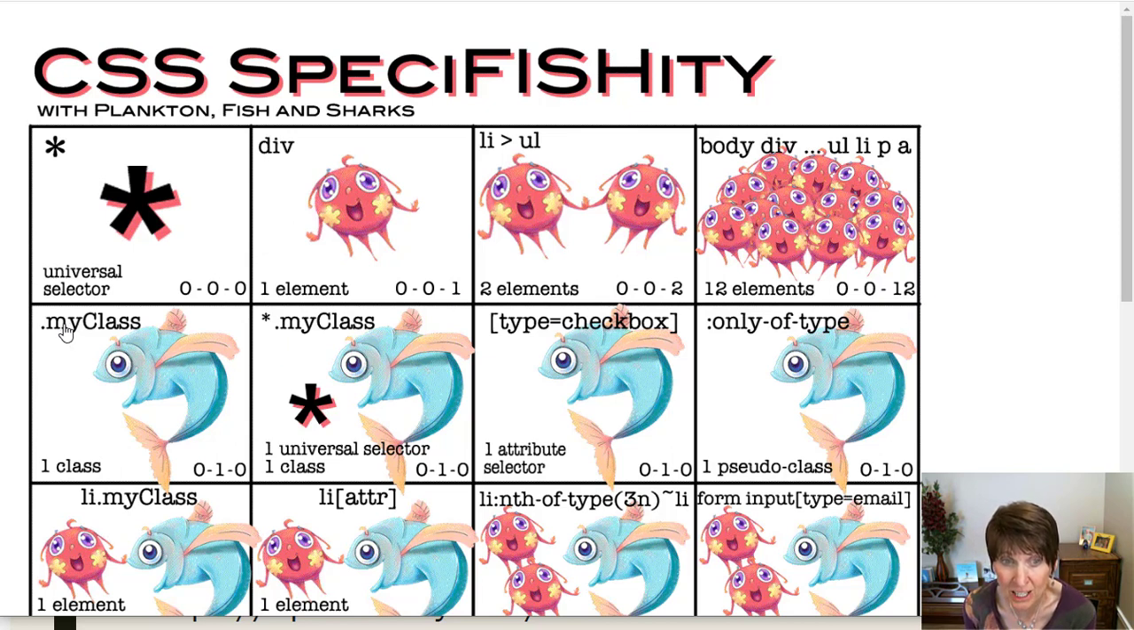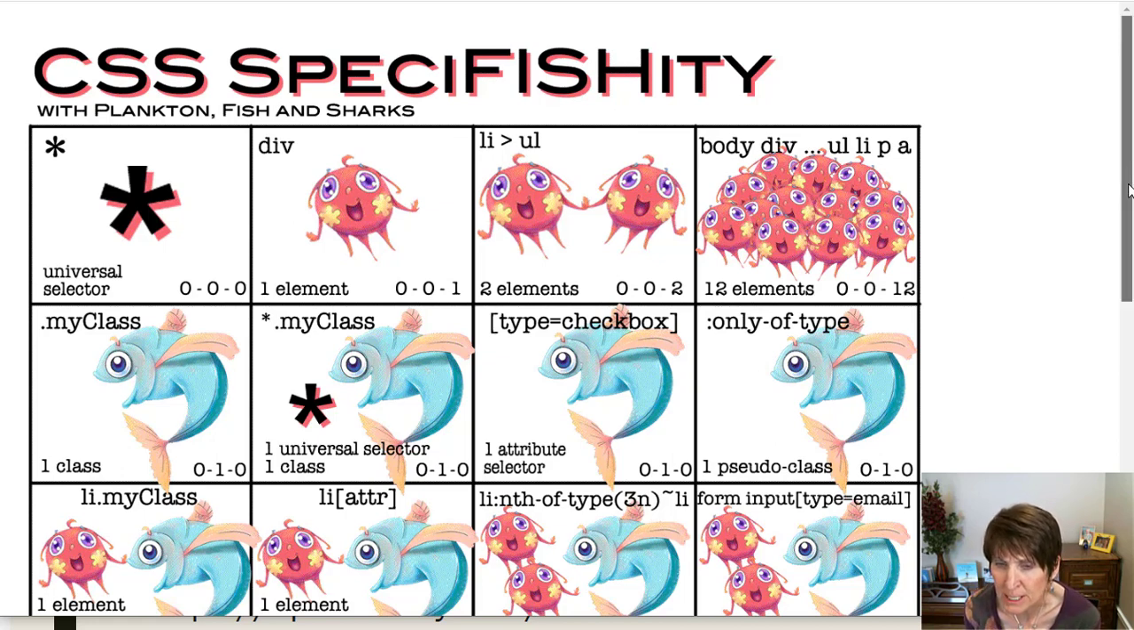But then along comes a dot class value, and all of a sudden it has higher specificity because classes are tallied in the second number from the right. And remember that it's further left than the elements, so it is stronger. It has more specificity. And so it outweighs these 12 elements.